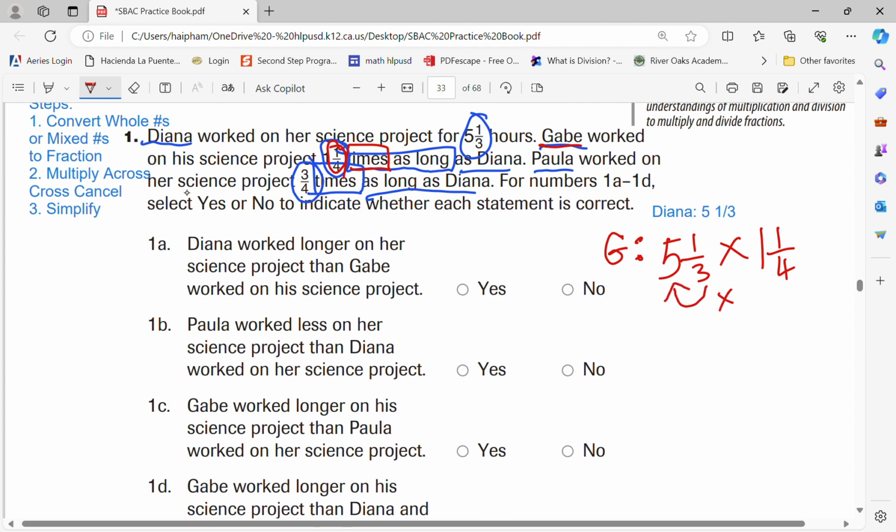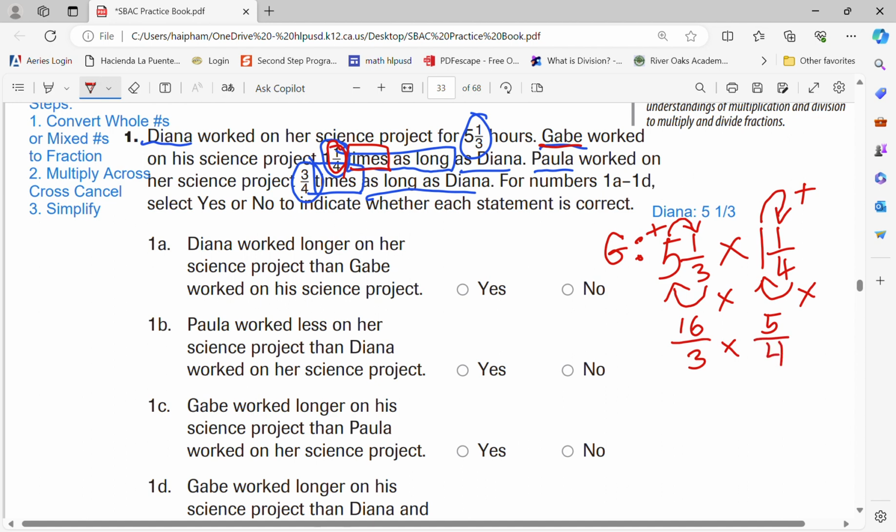First, multiply your denominator by your whole number, and then take that product and add it to your numerator. For example, 3 times 5 will give me 15, plus 1 is 16. The denominator stays the same. 4 times 1 will be 4, plus 1 will give me 5. The denominator here is 4.